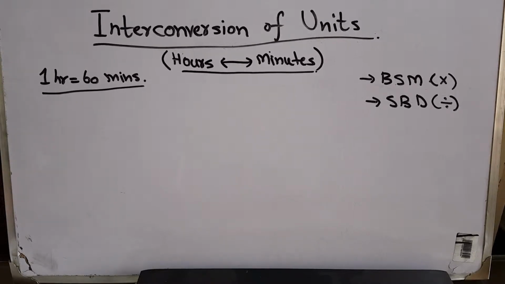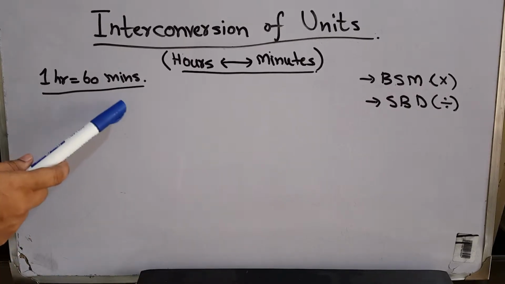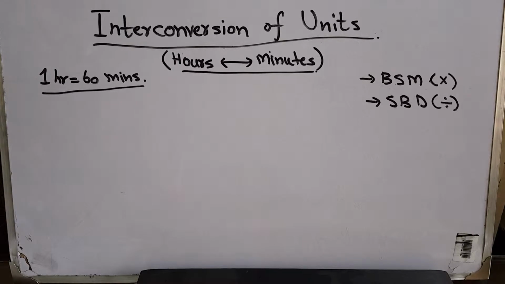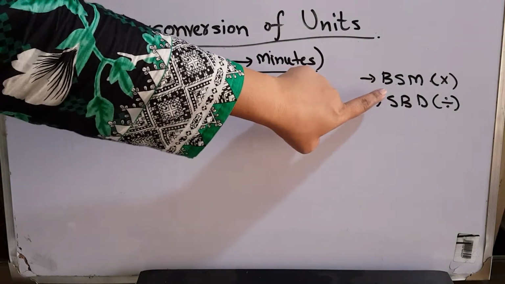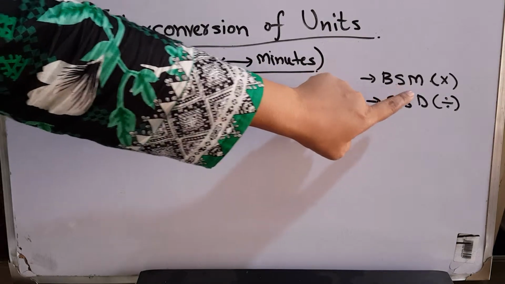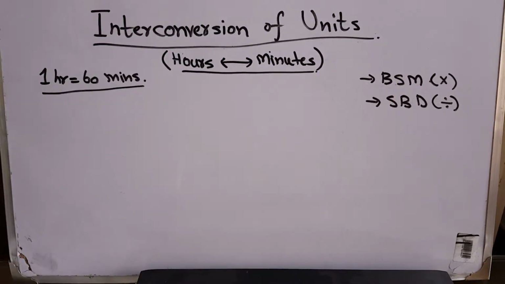Before you begin conversion, you will have to memorize the relationship first. You will have to memorize that there are 60 minutes in 1 hour first of all. Second thing are these two terms that you have to get familiar with. B stands for big, S stands for small, and M and D are for multiplication and division respectively. I made up these terms for students just to help them memorize when they have to multiply and when they have to divide, just to make it easier for them.